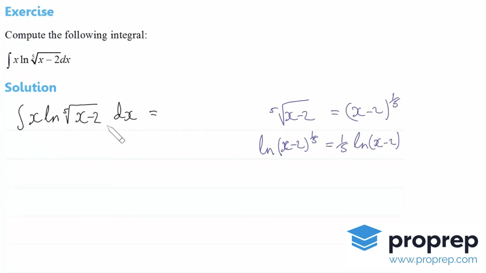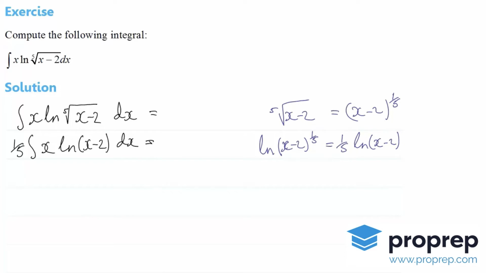So if we put this back in here, what we're going to get is that this is equal to, now the fifth can come in front of the integral sign, so it's 1/5 the integral of x times the natural logarithm of x minus 2 dx. Now this we're going to do with integration by parts.